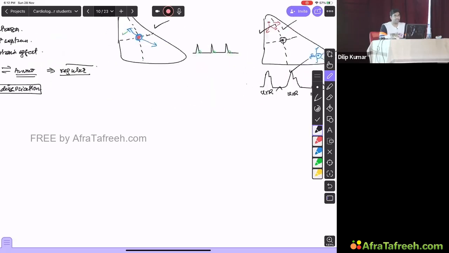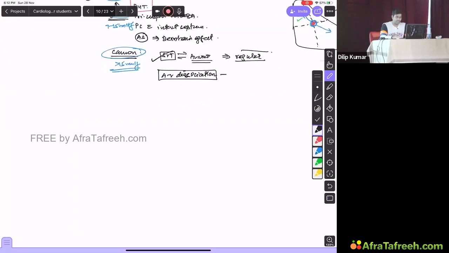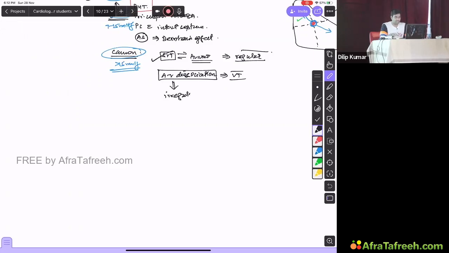Do you understand? That is why one of the important examples of AV dissociation is VTAC, ventricular tachycardia, and that becomes a very important cause of Cannon A waves. In AV dissociation, I told you already, maybe sometimes one or two P waves might correlate with the QRS complex, and that time you will get Cannon A waves. So you will be getting only irregular Cannon A waves. You will not get regular Cannon A waves.